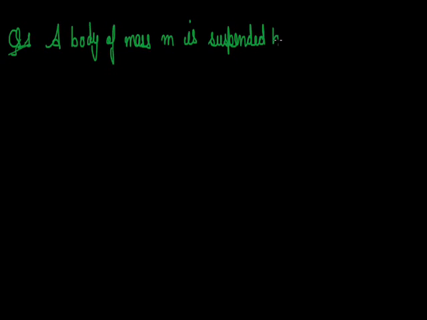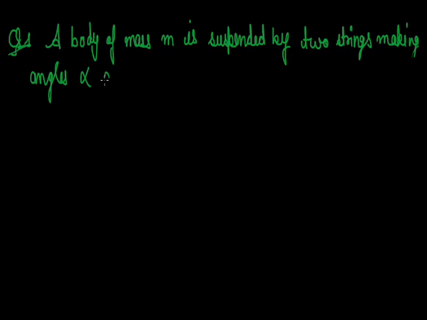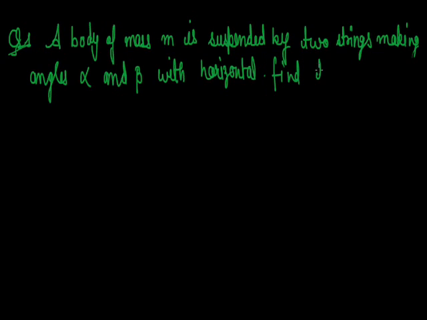First numerical is a body of mass m is suspended by two strings making angles alpha and beta with the horizontal. Find the tension in strings.